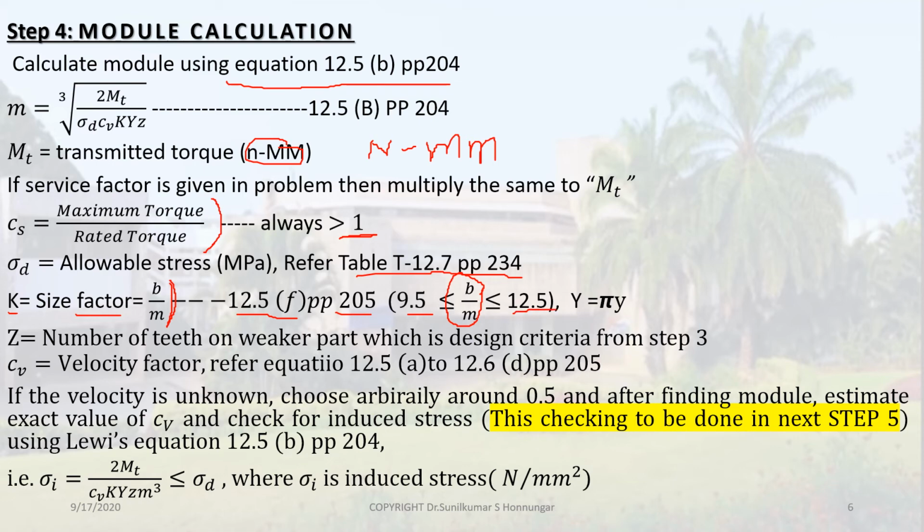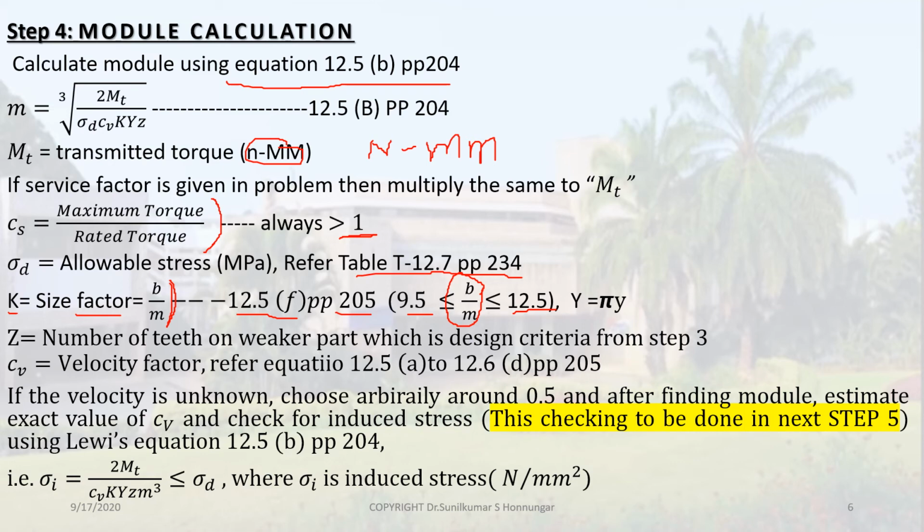That means if it is not given, you are free to make an assumption: 9.5, 9.55, 9.56, 9.58, or 10, or 11, or 11.5, 12, 12.49 also you can take. So as far as possible, assume somewhere near 10, because in case it is not safe, you will have an iterative procedure to make alterations till the gear is safe, which I am going to tell subsequently.